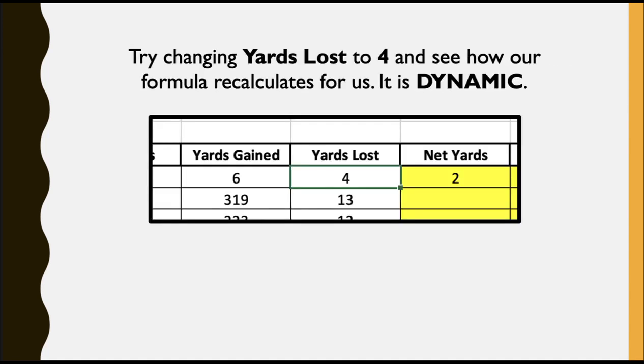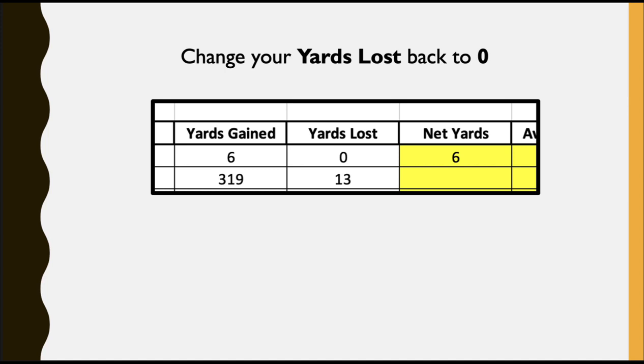So now I want you to try changing yards lost to the number 4 instead of 0 and see how our formula recalculates for us. Now I have a 2. This is because the formula is dynamic. As the numbers change in the cells, it's going to update and do the math for us. Now change your yards lost back to 0 so that we have accurate data.